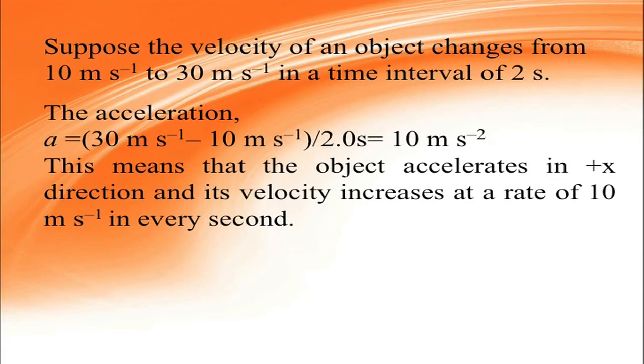Suppose the velocity of an object changes from 10 meter per second to 30 meter per second in a time interval of 2 seconds. So, the acceleration a is equal to change in velocity upon time, that is 30 minus 10 divided by 2, which is equal to 10 meter per second square. This means the object's acceleration is in the plus x direction and the velocity increases at the rate of 10 meter per second in every second.